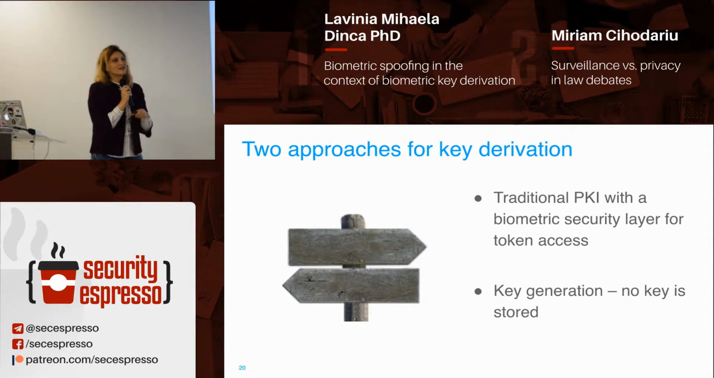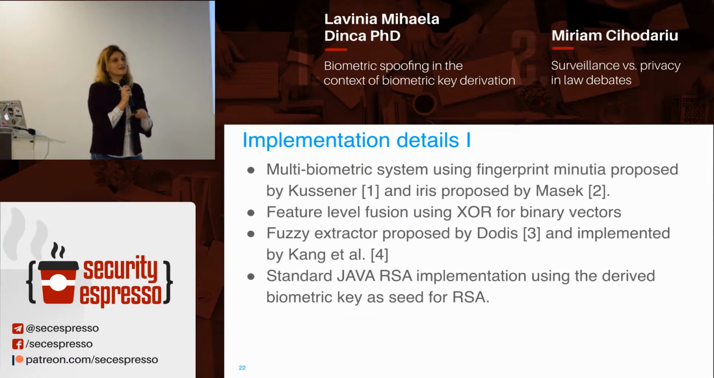Another thing in key derivation for PKI is key generation, where the key is never stored. This is the type of system that I implemented for testing. So what I did, the traits that I chose were fingerprint and iris. The fusion method is feature level fusion. I used the fuzzy extractor to extract the key from the biometric data, and the standard Java RSA implementation.